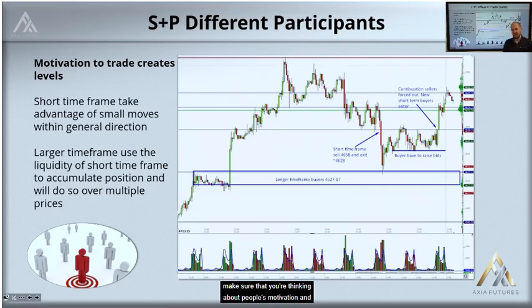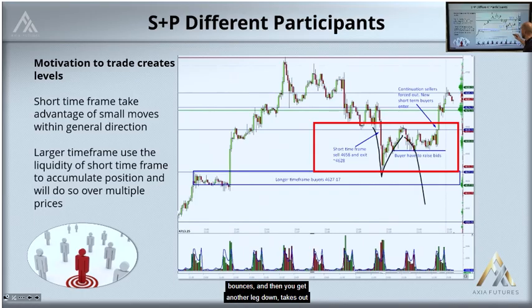So make sure that you're thinking about people's motivation and how they want to try and get trades done. Large participants are going to use entire areas to buy. And so until you see a change in what's going on, an example of this would be this drops, bounces, and then you get another leg down, takes out here, then you can be looking at a change. Until that point, this is merely a short-term drop that can be taken advantage of by short-term traders, but isn't materializing into a much larger move.